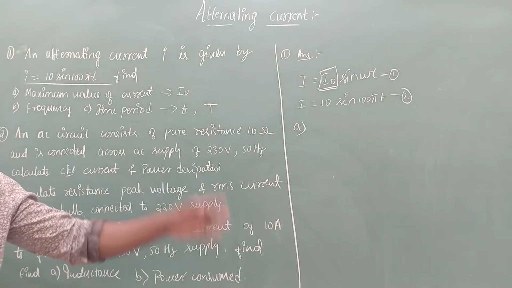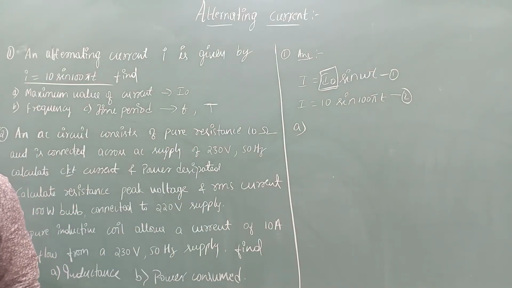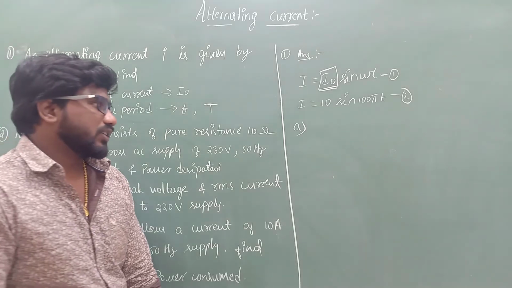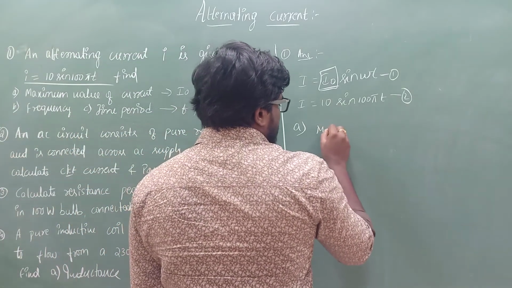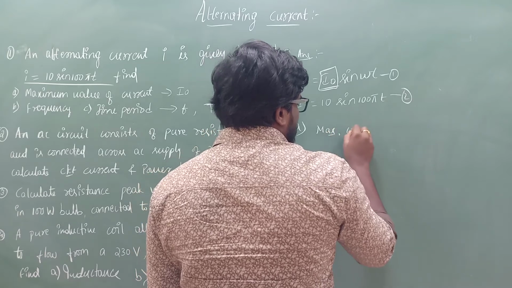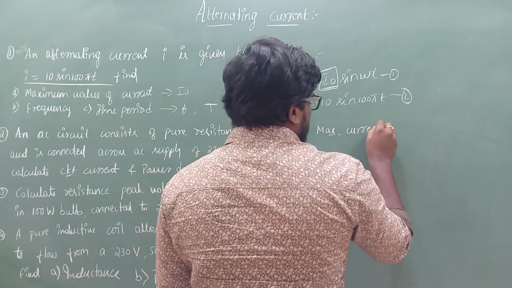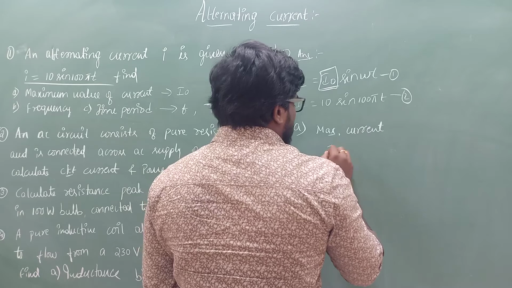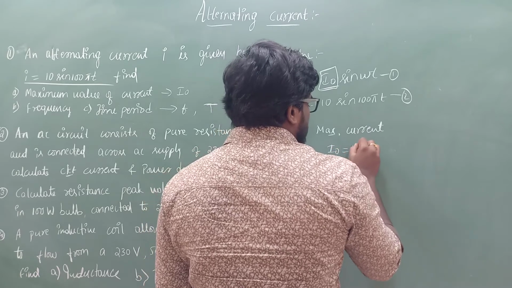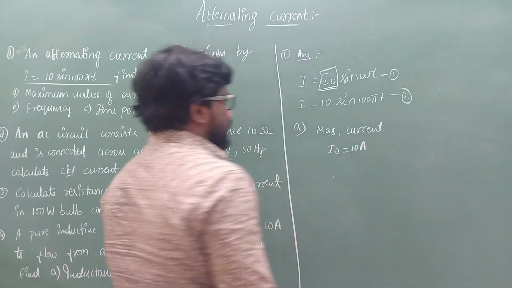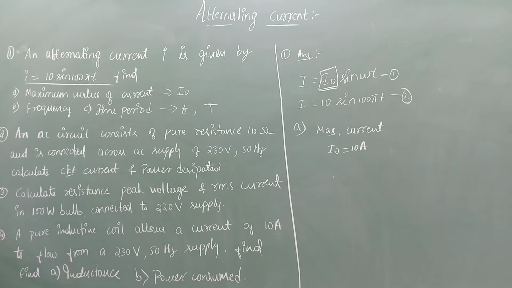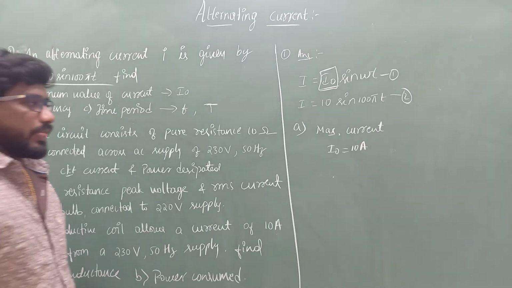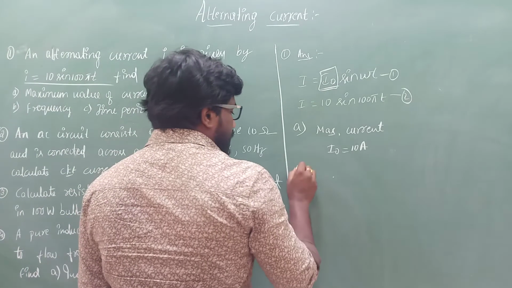So I = I naught sin omega t. In the place of I naught, what we have here is nothing but 10. So the maximum value of current is I naught = 10 ampere, because ampere is the unit of current. Now similarly, the second one.